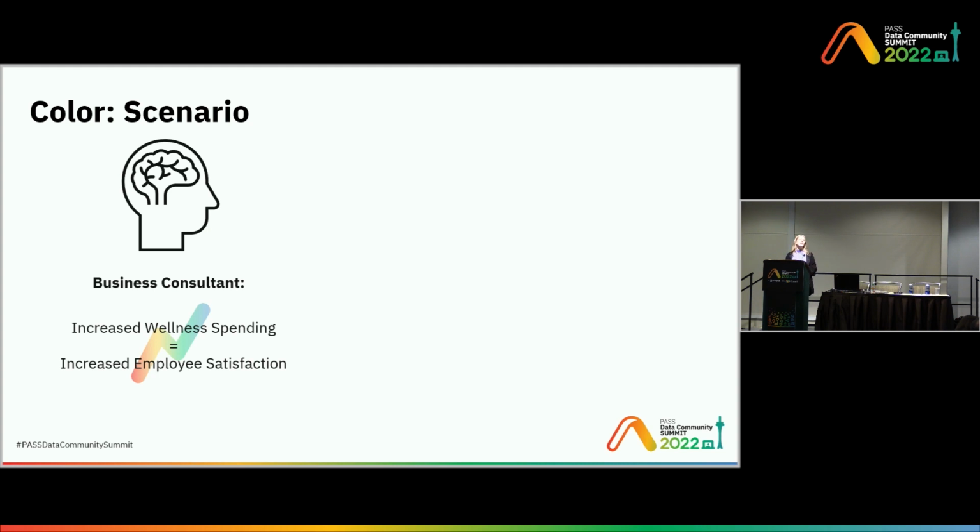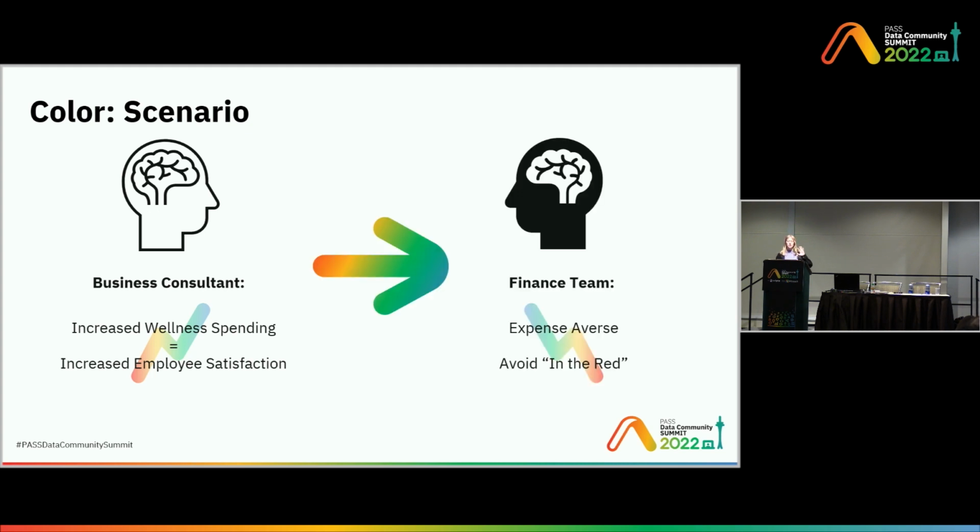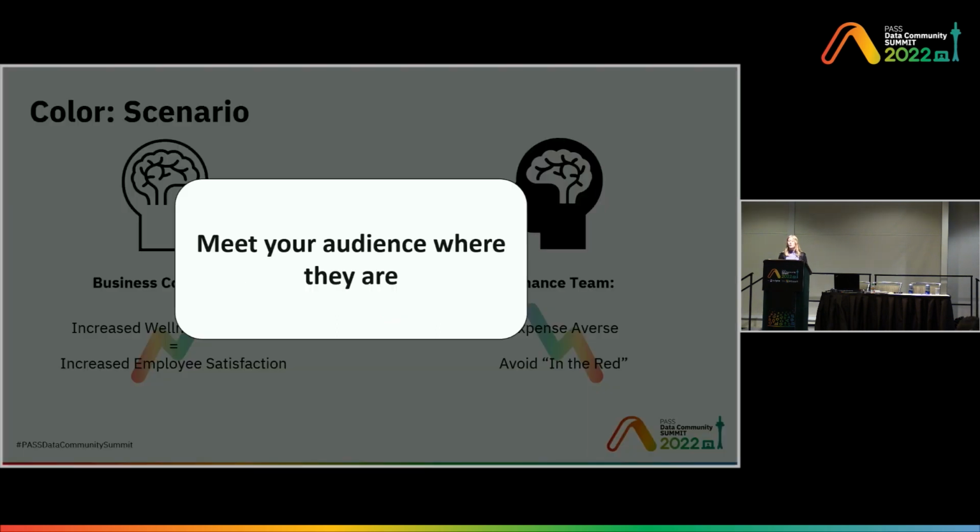Put yourself in the shoes of a business consultant interested in presenting strategies to improve employee satisfaction. So your unique perspective in this role means that you know for a fact that increased wellness expenditure for employees generates increased employee satisfaction. You're presenting this proposal to the expense-averse finance team. The finance team is familiar with the phrases in the red and in the black, and you're in the red when expenses outweigh your income. So meet them where they are.